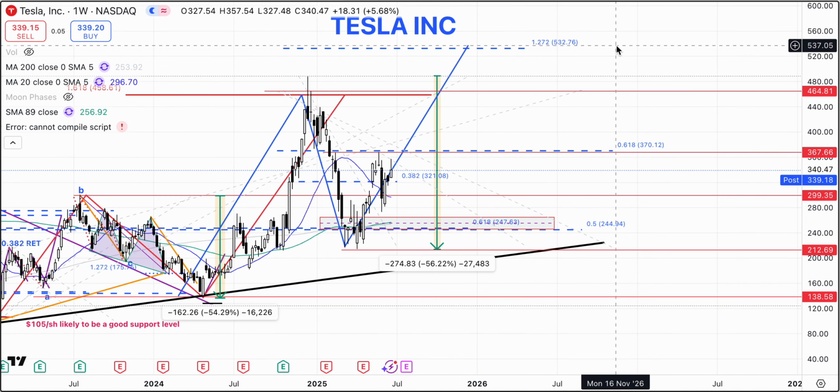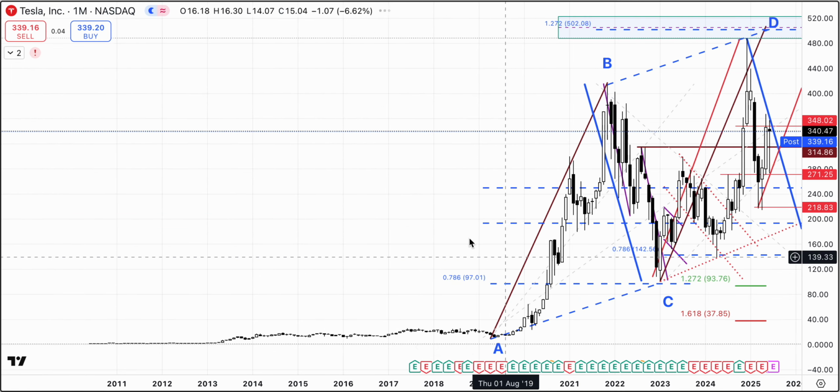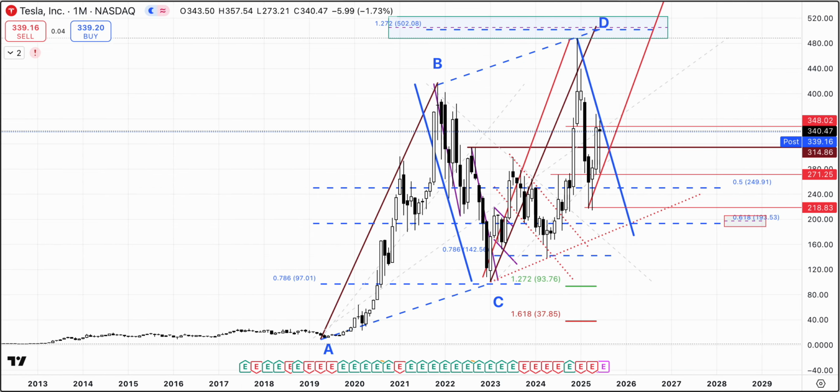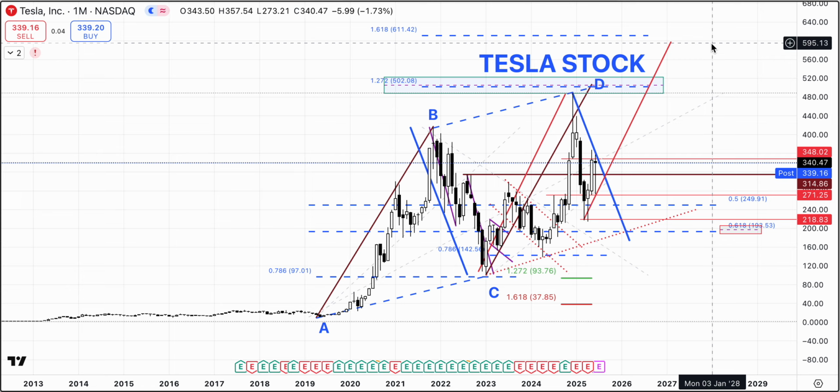It's got a chance at 532. And then this one is really for the investors, because it's really big. On the monthly chart, maybe it's got a chance to hit $600.